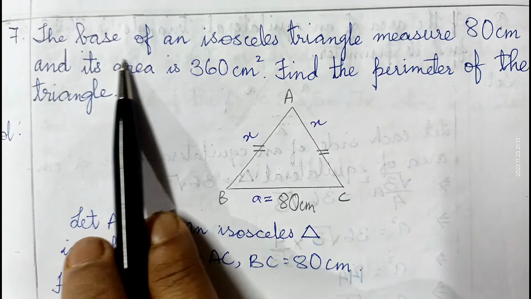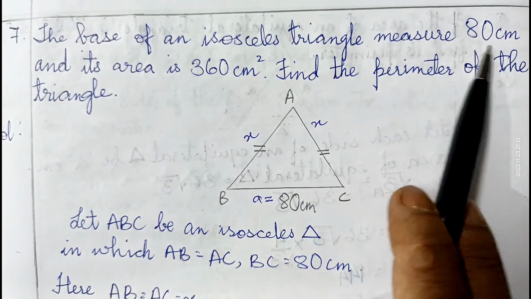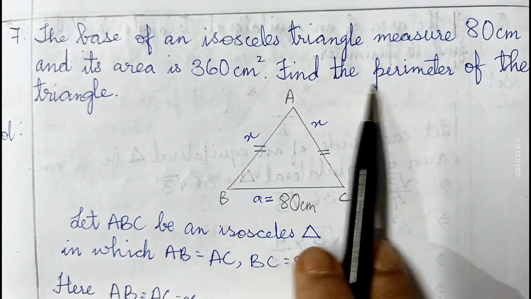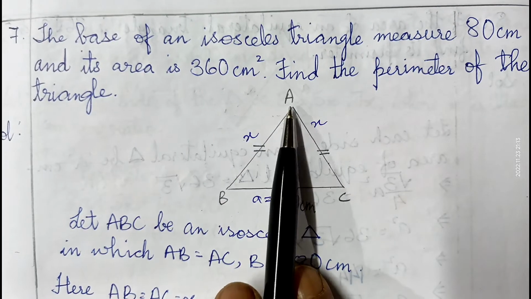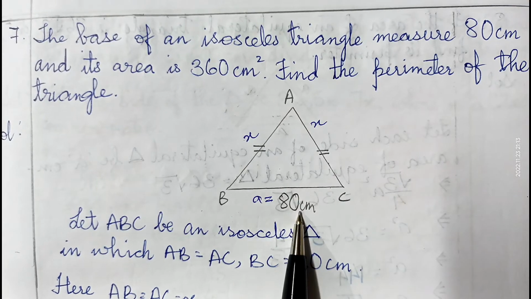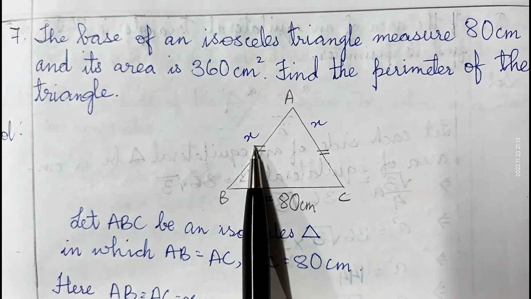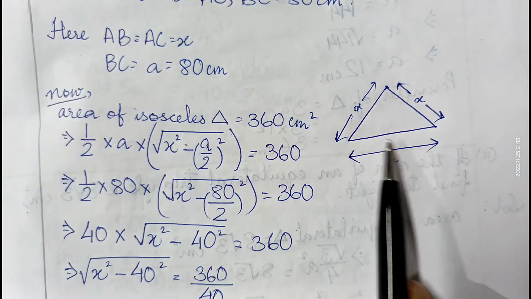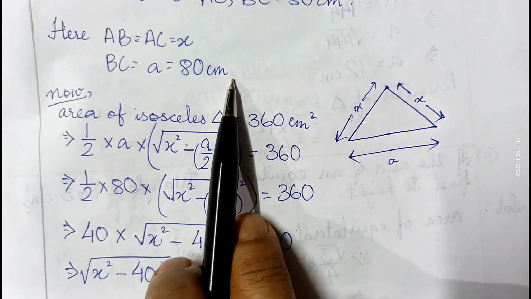Question number 7. The base of an isosceles triangle measures 80 centimeter and its area is 360 centimeter square. Find the perimeter of the triangle. So here ABC is the triangle where one side is given, 80 centimeter. These two sides are not given. Here these two equal sides are x centimeter and this base, which we consider a, is 80 centimeter.